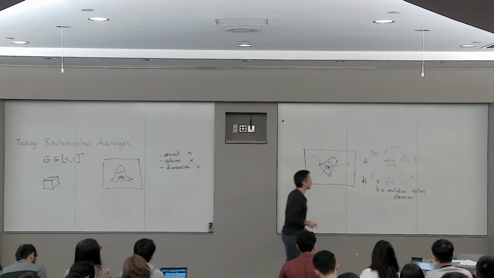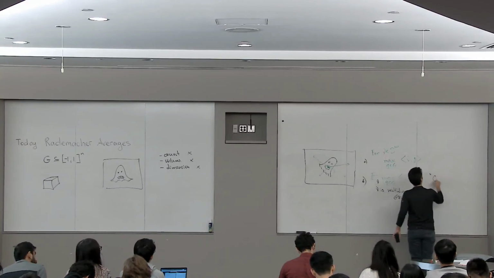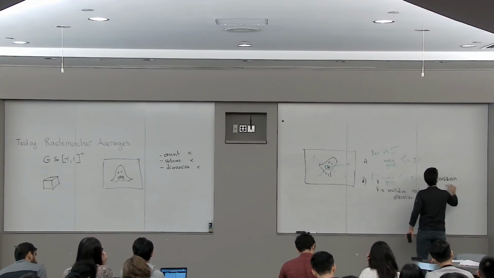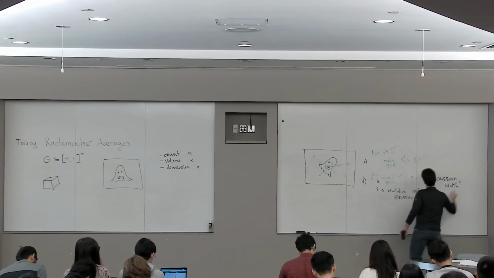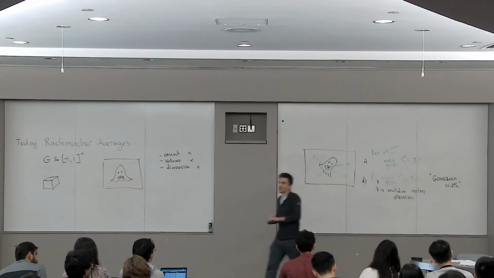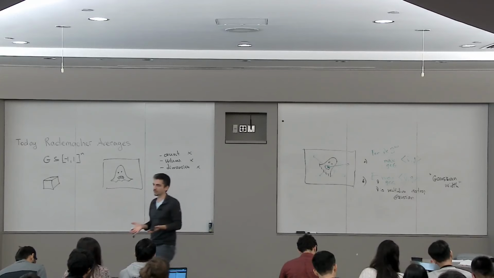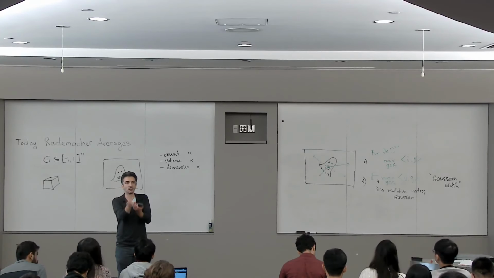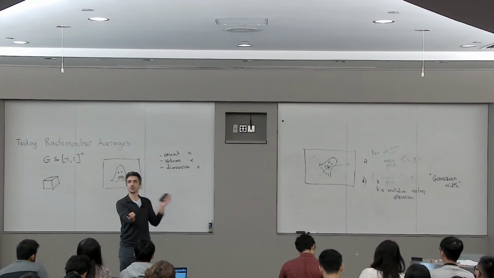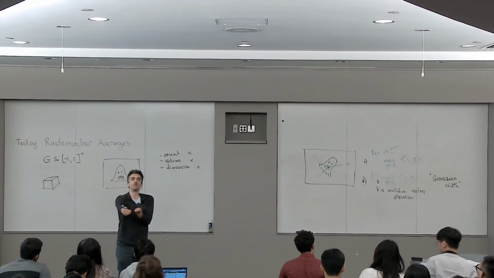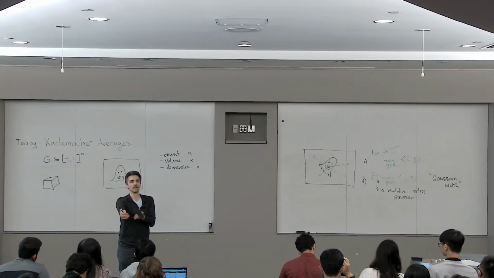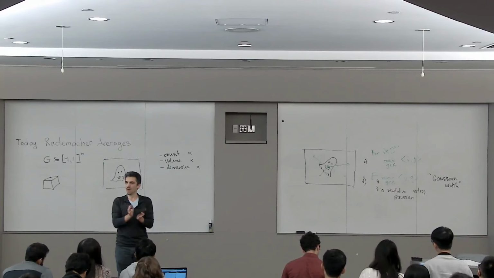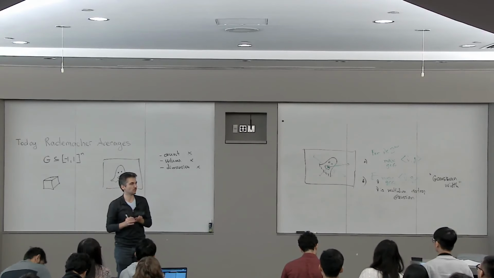This object is called the Gaussian width. It's a measure of the width of this object. Is it clear what we're doing? We're picking a random Gaussian vector and then looking at how far this object projects in that direction, and it should roughly be a measure of the width of this object.